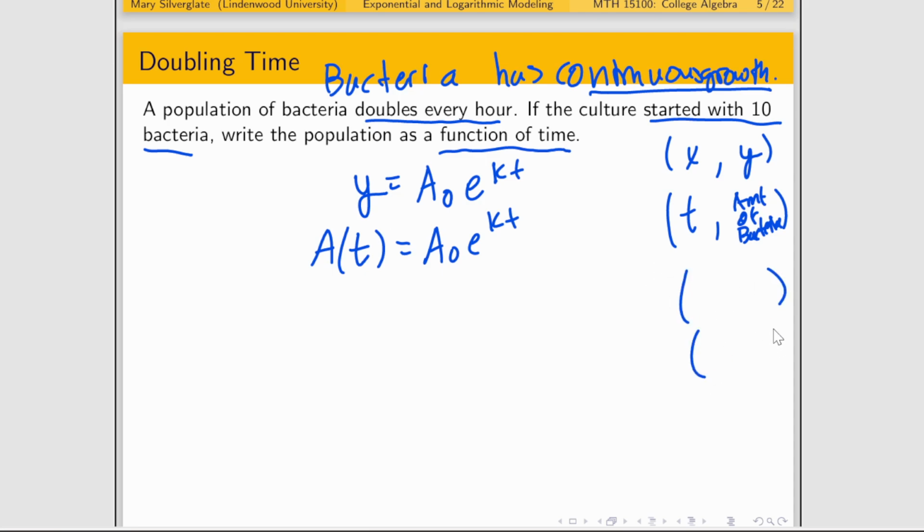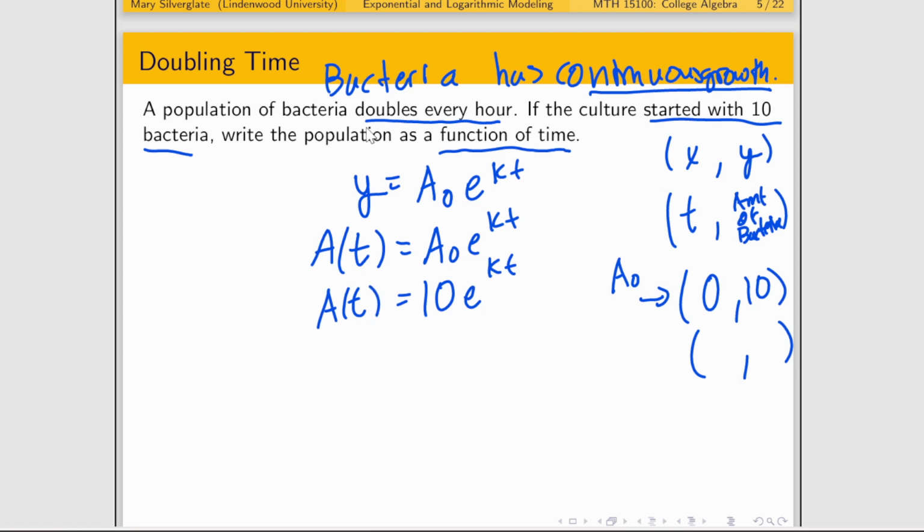So let's figure out the couple of points they gave us here. If it says the culture started with 10 bacteria, what's actually the ordered pair that they gave us? They gave us the ordered pair that when time is 0, bacteria is 10. And in particular, what does this ordered pair correspond to in my model? That's that A naught, that starting amount. So I'm going to go ahead and plug in that I know that starting amount is 10.